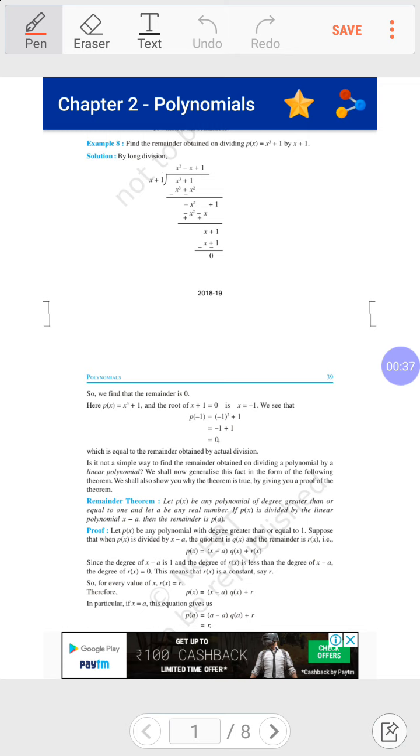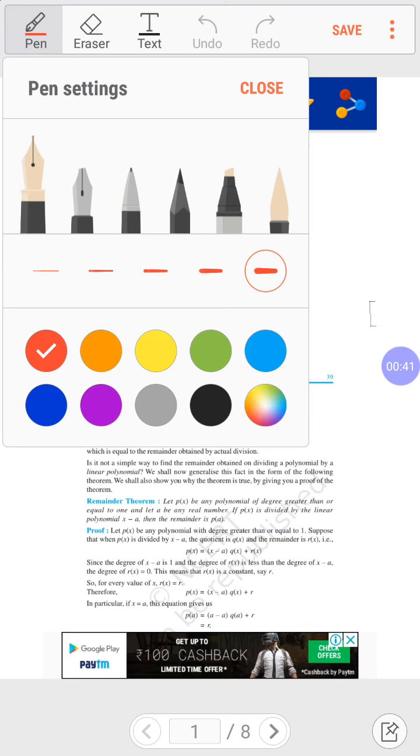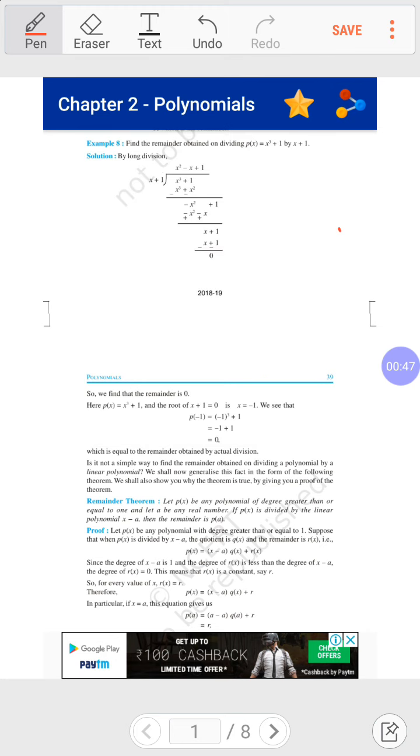If you will not read, then my hard work will go in vain, and I don't want my hard work to go in vain. So please, students, support me and support yourself. Supporting means supporting yourself. If you will read, then you will make yourself proper.